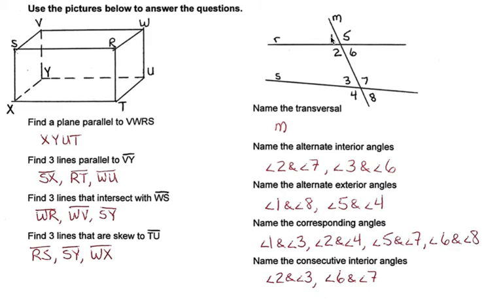Corresponding, 1 corresponds with 3. Notice they're both in the upper left. 5 corresponds with 7, upper right. 2 and 4 correspond. They're in the lower left. 6 and 8 correspond, lower right. Consecutive interior angles, that's just like this. 6 and 7 on this side, or 2 and 3 on this side.